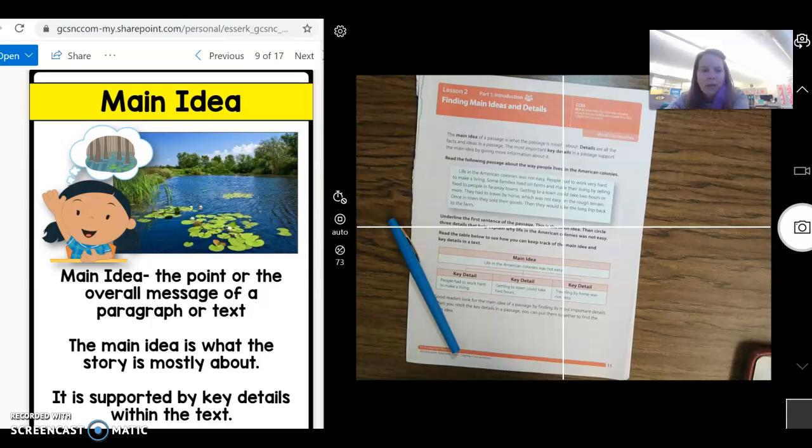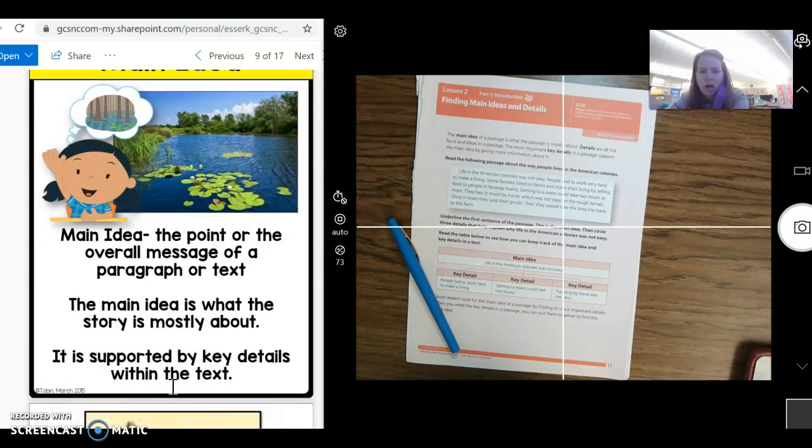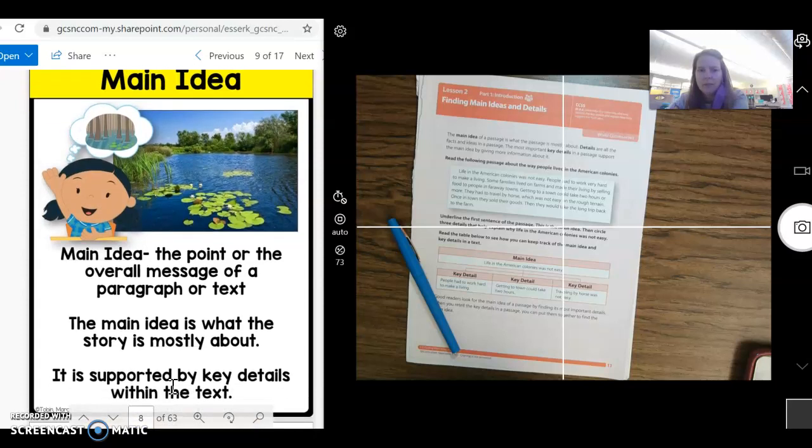Before we start, I just want to simply review the definition of main idea. Main idea is the point or the overall message of a paragraph or text. Sometimes it's not even the whole story. It's just a simple paragraph, just like we've been doing with our Save the Ocean book. Now the text is definitely a little bit longer. So the main idea is what the story is mostly about, and it is supported by key details within the text. Okay, so just remember those things.